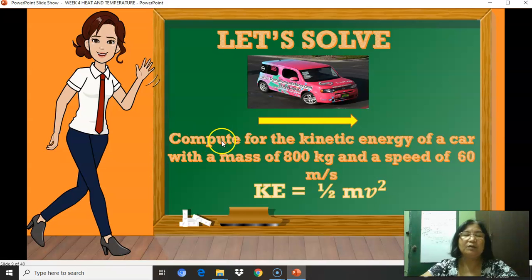Okay, so let us try solving the problem. Compute for the kinetic energy of a car with a mass of 800 kilograms and a speed of 60 meters per second. Okay, substituting the formula, the given mass is 800 kilograms and then 60 speed. So we need to square this. So 60 times 60 is 3,600 times 800, and then after getting the product, divide by 2. Okay, so I hope you got it right. So it is 1,440,000. Since it is kinetic energy, again the unit should be joule or capital J.